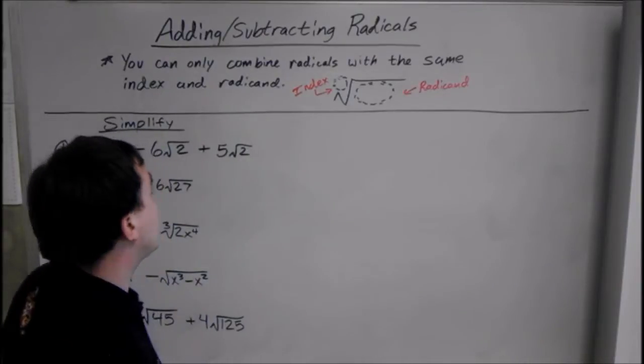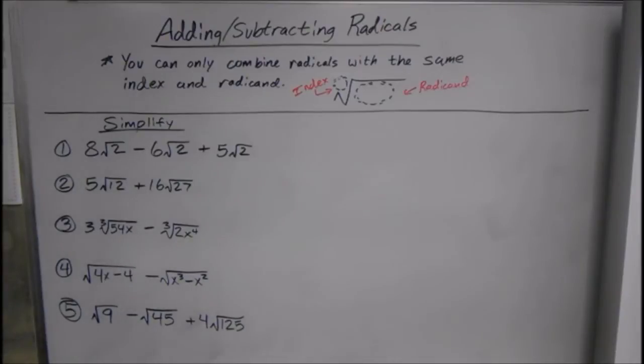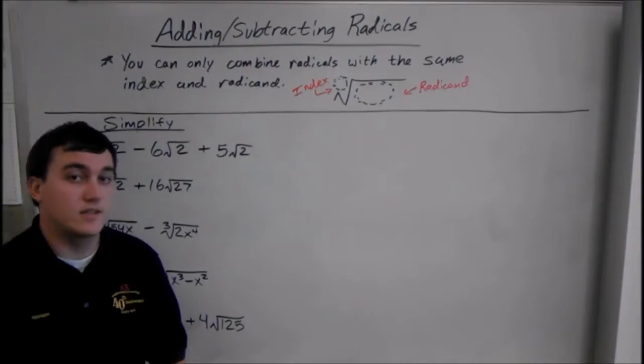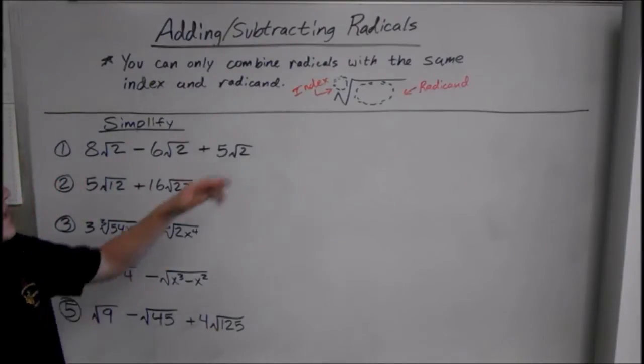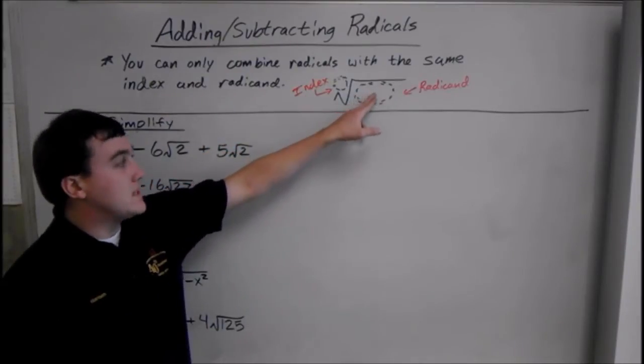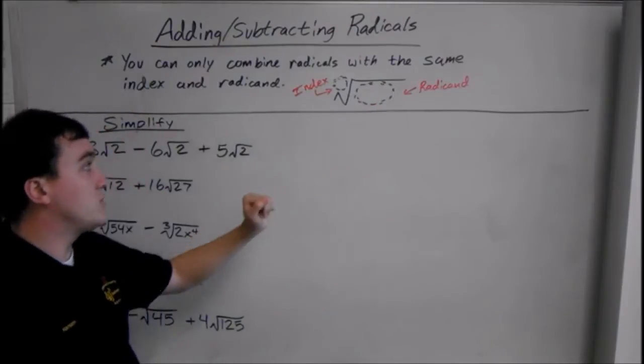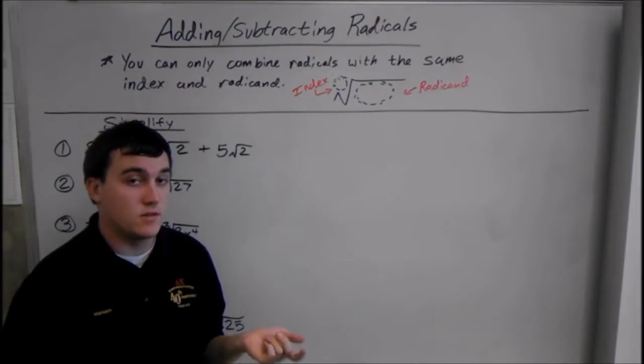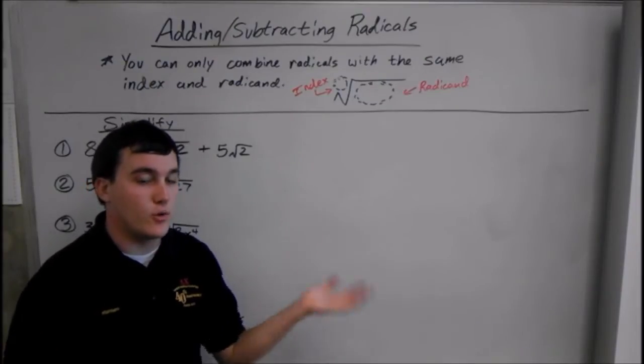Hello. Today I'll be talking about adding and subtracting radicals. The one rule you need to know is that when you're adding and subtracting them, they have to have the same index and the same inside, or radicand. Okay? So they have to have the same root and the same inside for you to add them together. Otherwise, you keep them separated, just like 2x plus 2y.